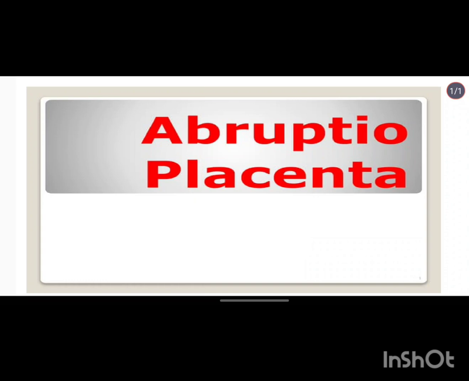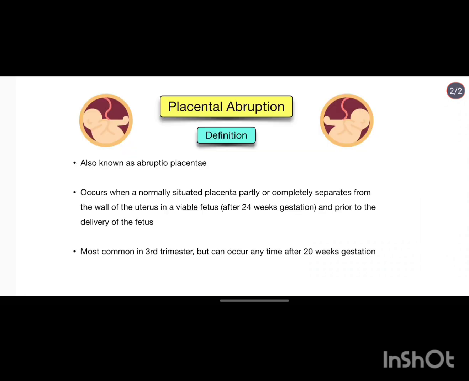Today's video we are going to learn about abruptio placenta, its types and also the causes and management of abruptio placenta. Abruptio placenta, also known as placental abruption, is the separation of the placenta from the wall of the uterus. It especially occurs after 24 weeks of gestation before the delivery of the fetus, and it is most common during the third trimester of pregnancy.